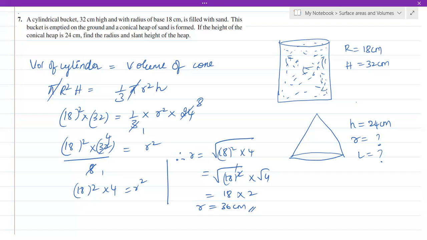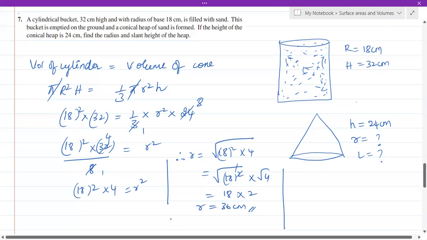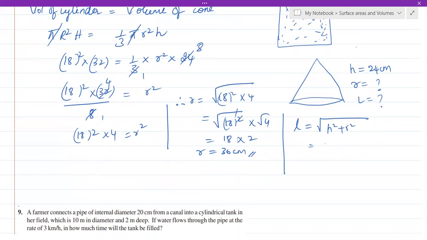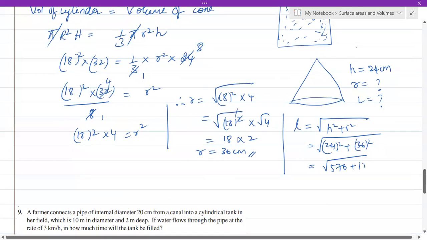Okay. Now let's get into the next one, that is finding the slant height, the next part of the question. L is given by the formula square root of h square plus r square. So according to the question, the small h is 24. So 24 square plus r is 36, so 36 square. So 24 square is 576. 36 square, you can verify it.